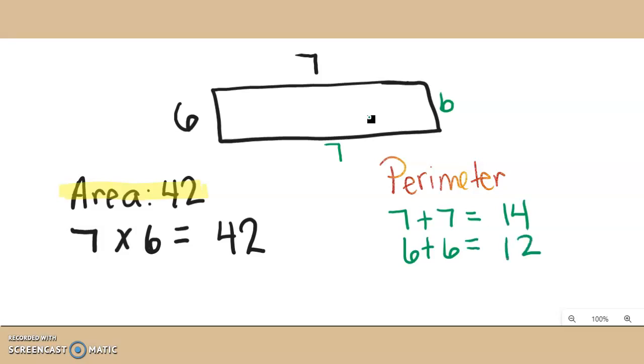Now, line your digits up. You notice that my 4 and my 2 are on top of each other, and my one group of 10 and my one group of 10 are on top of each other. Make sure they're lined up and add them up. So 4 plus 2 is 6. 1 plus 1 is 2. My perimeter then is 26. That's the answer to my perimeter.